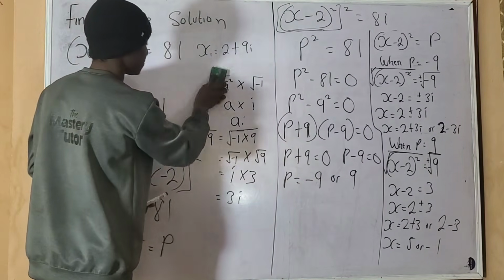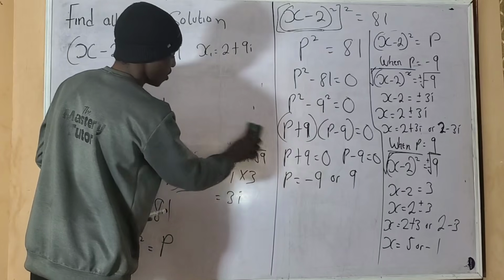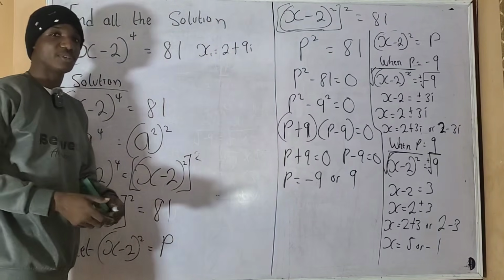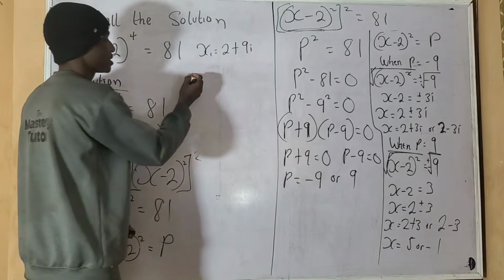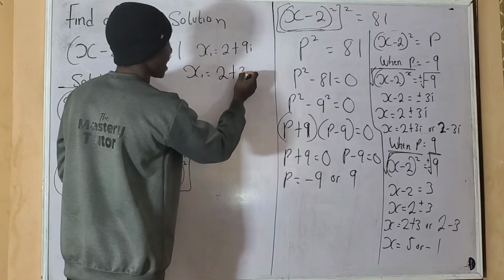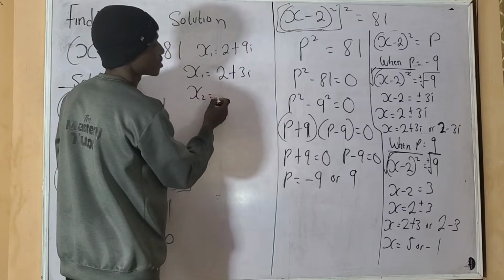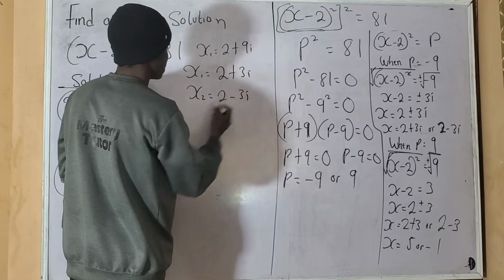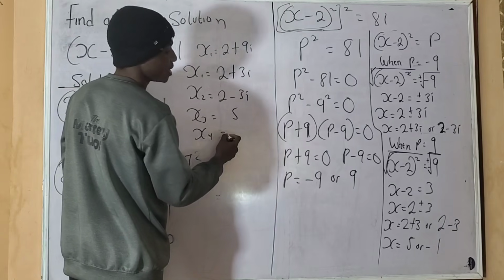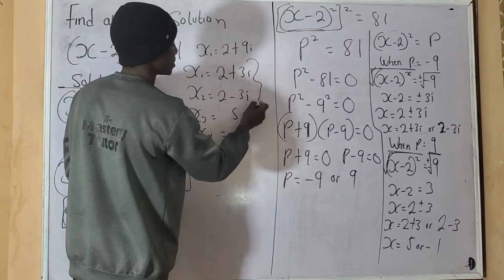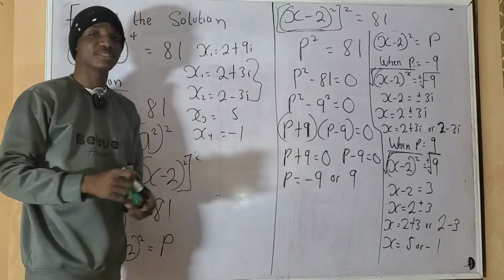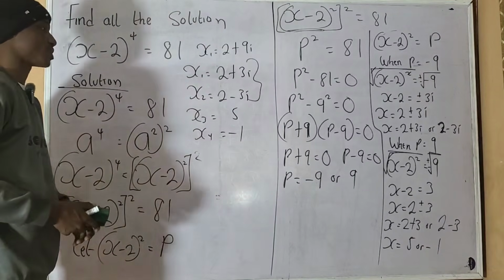Permit me to erase this. If you want to learn more on complex numbers, you can check the link in the description of this video, okay? So let's list out the values of x. x1 = 2 + 3i. x2 = 2 - 3i. x3 = 5 and x4 = -1. The first two are imaginary roots, are you getting it? So that is the solution to the question.